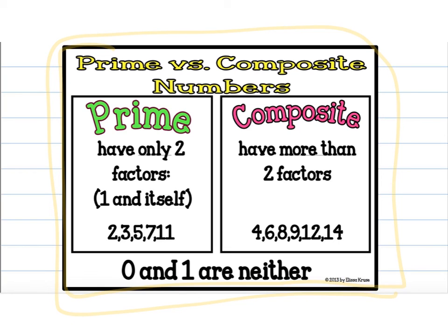Fun fact about 2, I think that's the only even number that is prime, because every other even number can be divided by 2, so it makes it composite. Composite numbers have more than 2 factors, and there's just a few examples. That's not all of the composite numbers, and that's not all the prime. And then remember, 0 and 1 are neither.